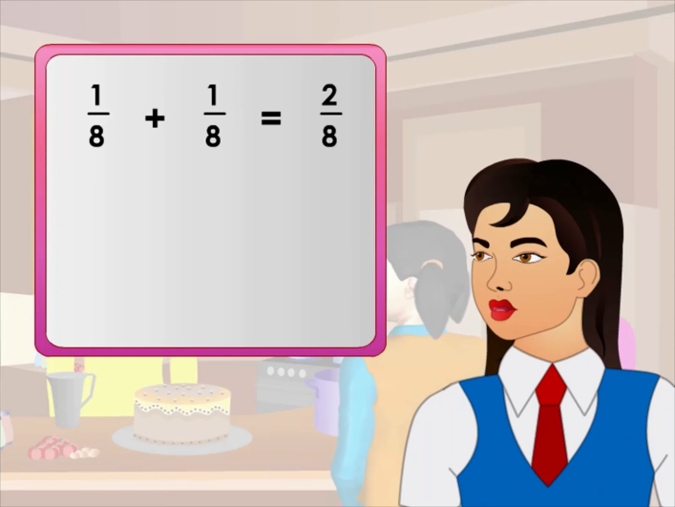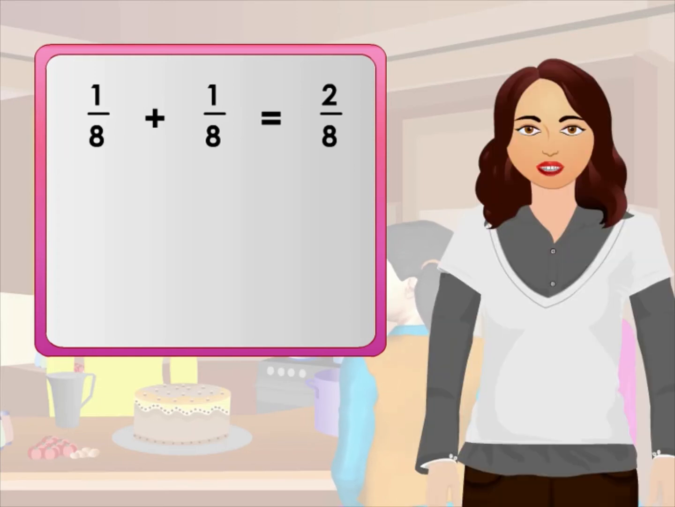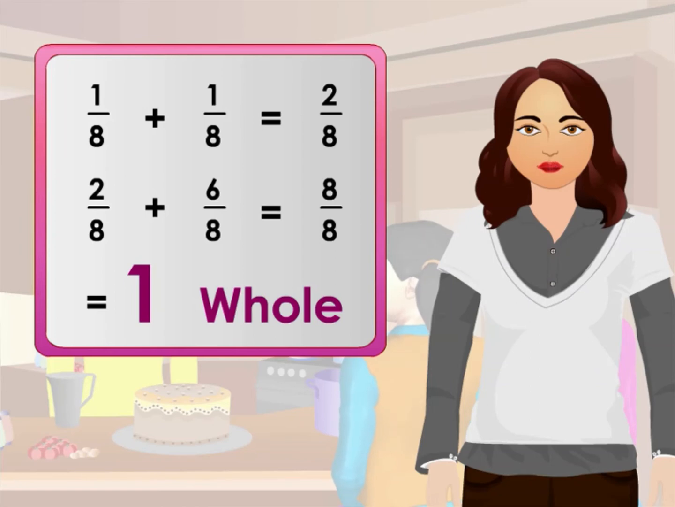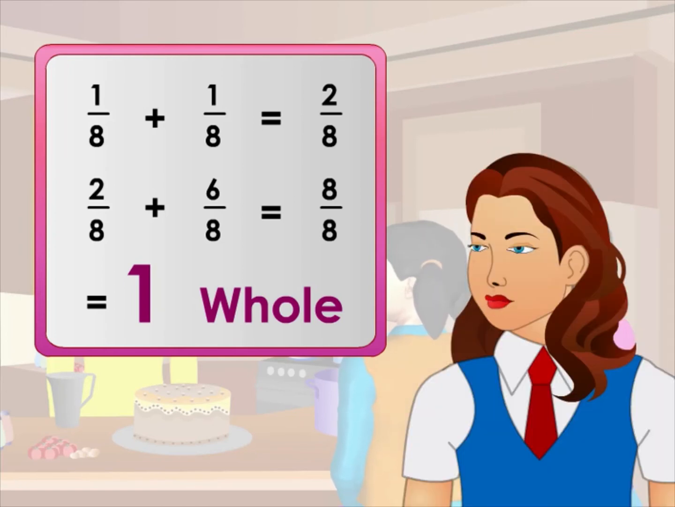How can we check the solution? We can check the solution by adding 2/8 with 6/8 to make up 8/8. That is 1 whole. Thank you, Auntie. I understand now.